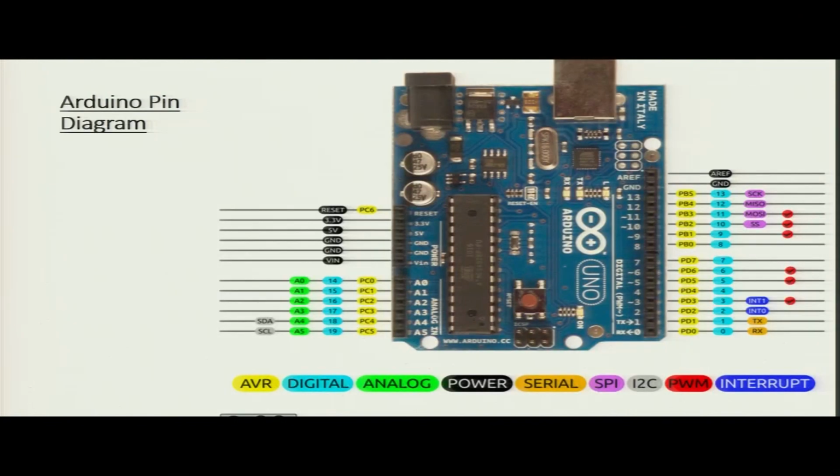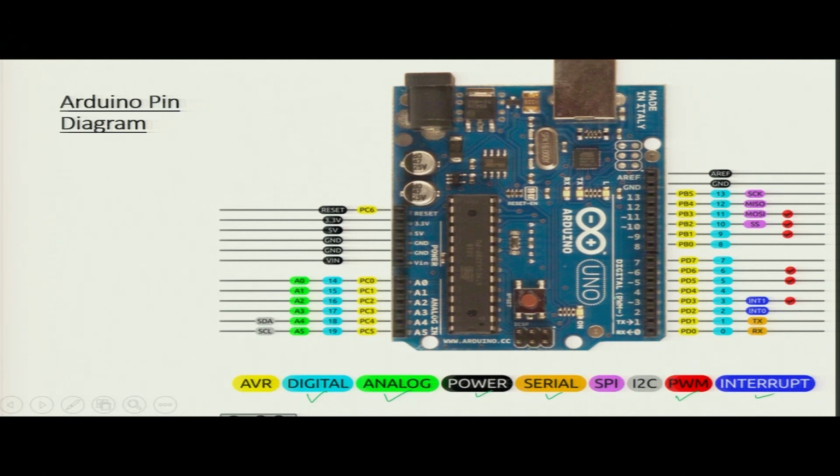Now, these are the pins of the Arduino microcontroller. These are the various pins that are there, and you can see that there are digital pins, analog pins which are marked in respective colors, then we have power, then we have serial pins, then we have PWM which is pulse width modulation, and then we have interrupt pins. Each of the color coding actually shows which pin it is and what is the pin number.